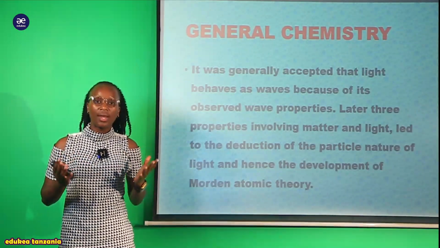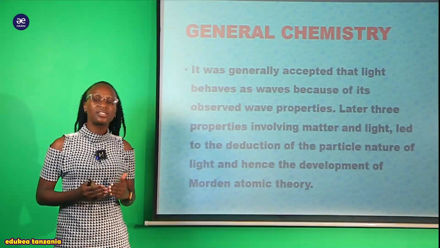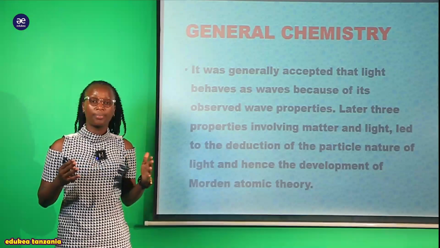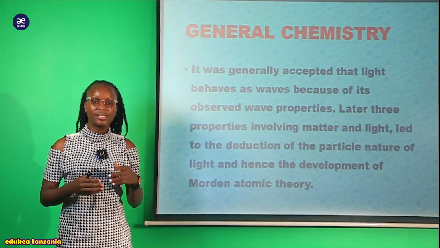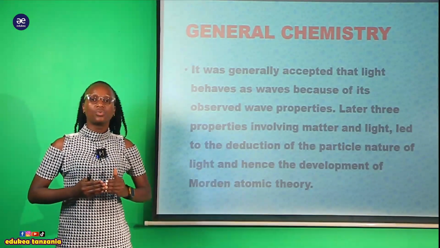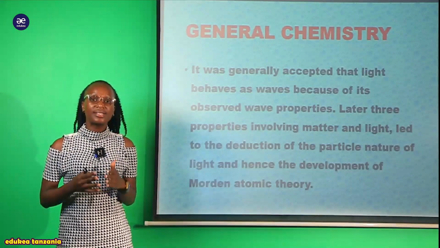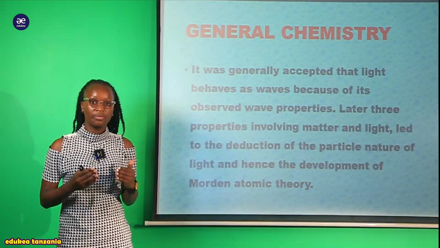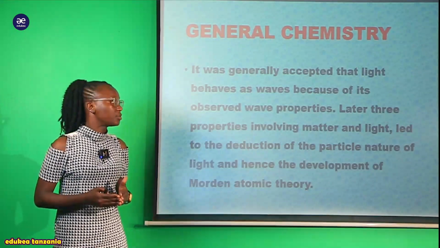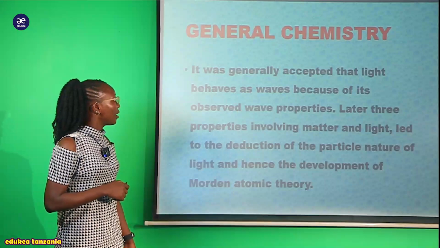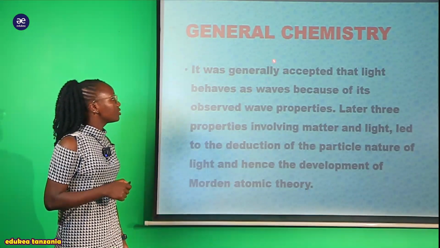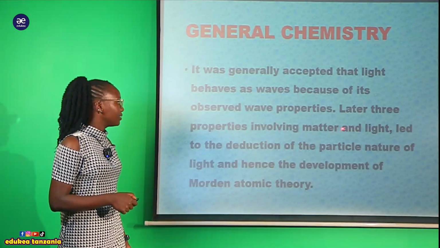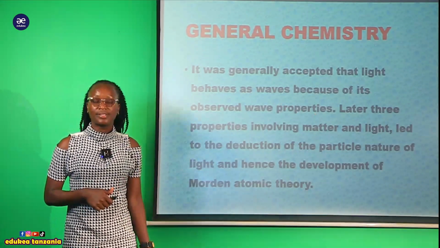Why? Na ni kwa namna gani? So there are some of the properties which he proposed after this identification or this assumption that light is one of the electromagnetic radiation, and it has some of the same or similar properties with wave and particle. So here, my students, we are proceeding, and we can say that it was generally accepted that light behaves as waves because of its observed wave properties.